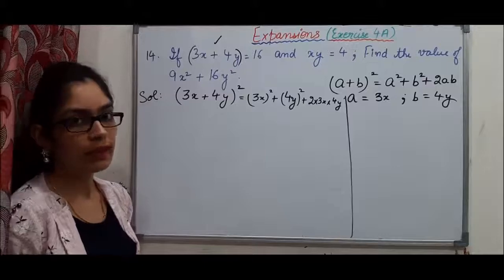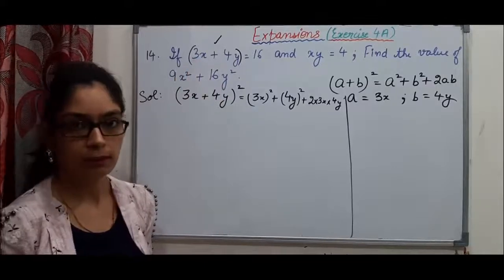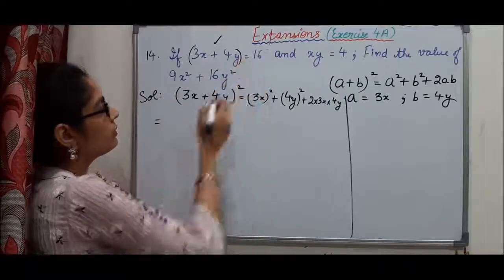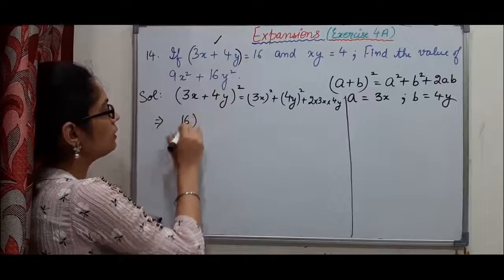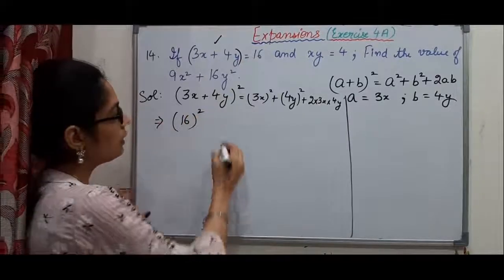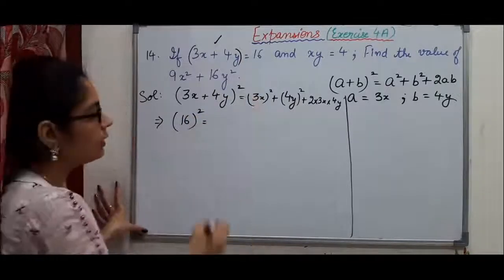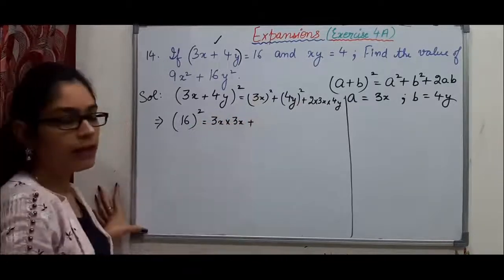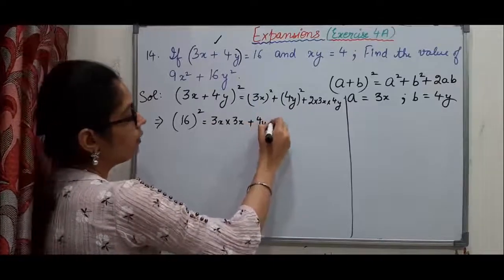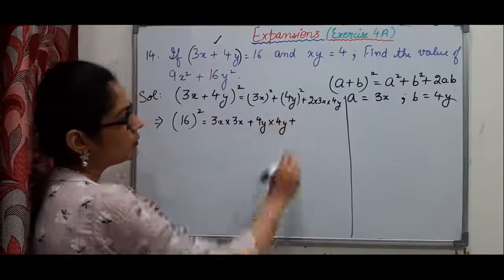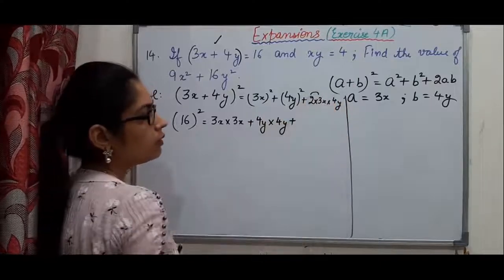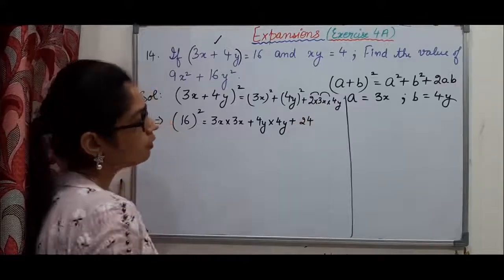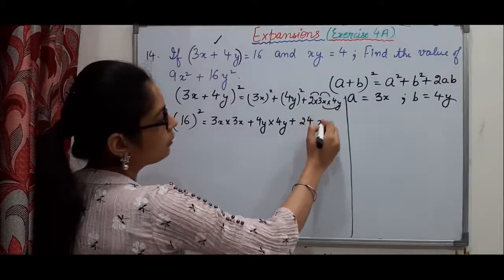So why did I use this identity? Only because a plus b was given to me. That's why I used this identity. Now a plus b is already given to us as 16. So I will just write 16. I'll substitute its value 16. 3x whole square is 3x into 3x, plus 4y square is 4y into 4y, plus these numbers we can multiply. 2 into 3, 6, 6 into 4, 24. X into y is xy.